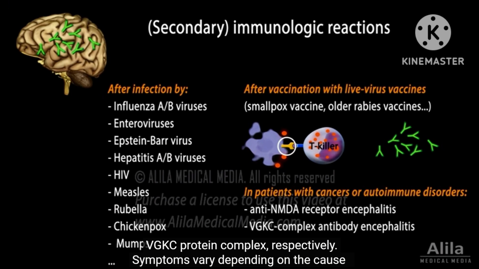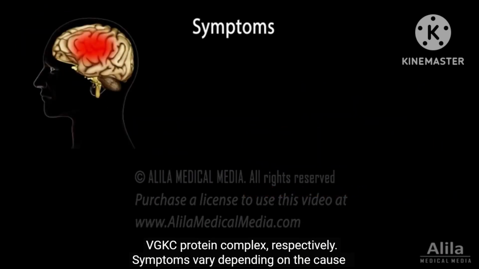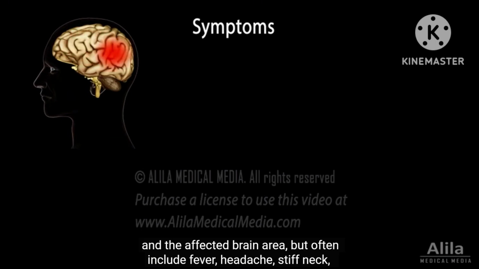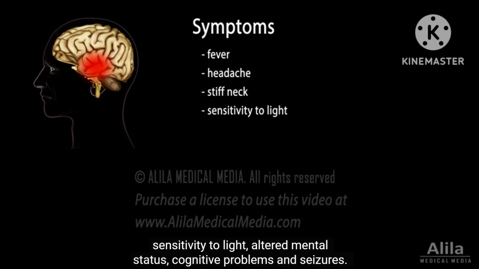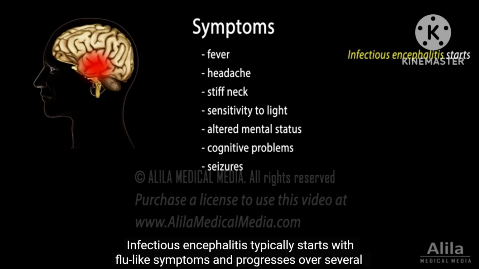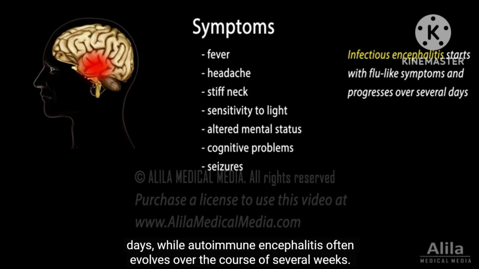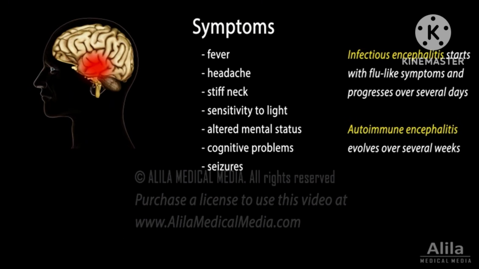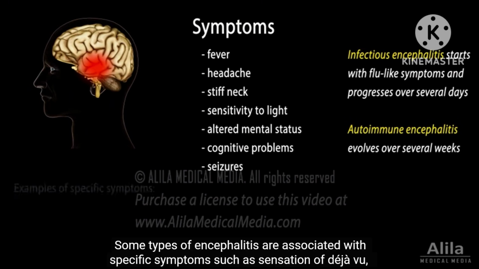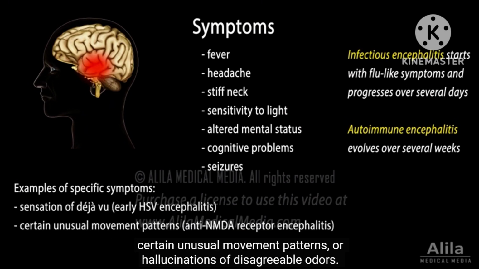Symptoms vary depending on the cause and the affected brain area, but often include fever, headache, stiff neck, sensitivity to light, altered mental status, cognitive problems, and seizures. Infectious encephalitis typically starts with flu-like symptoms and progresses over several days, while autoimmune encephalitis often evolves over the course of several weeks. Some types of encephalitis are associated with specific symptoms, such as sensation of déjà vu, certain unusual movement patterns, or hallucinations of disagreeable odors.